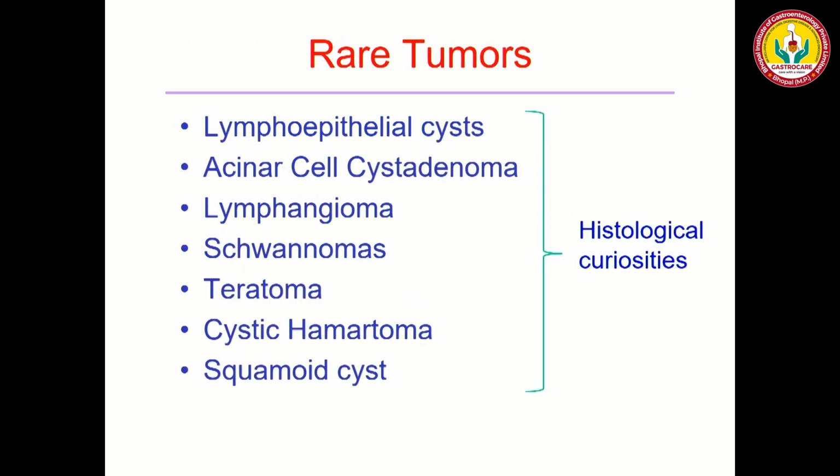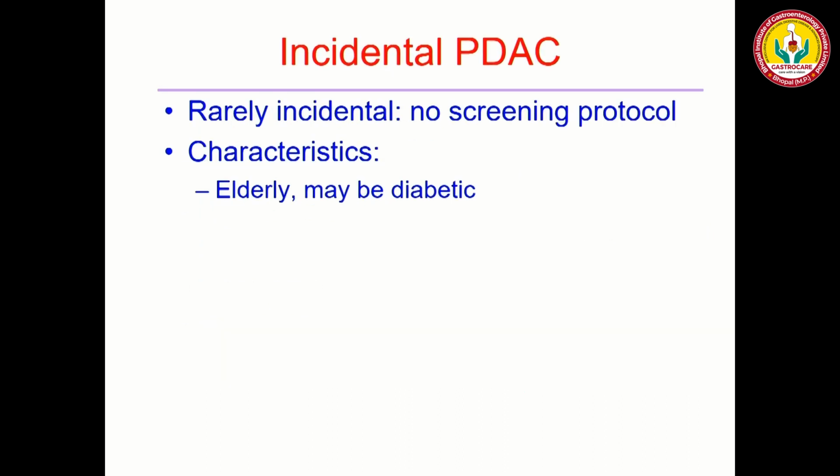And there are some other rare tumors I'm not going to discuss at all, nor will I ask you to read this. These are primarily histological curiosities which are found on surgically resected specimens. You can't really make a diagnosis on clinical or imaging criteria.